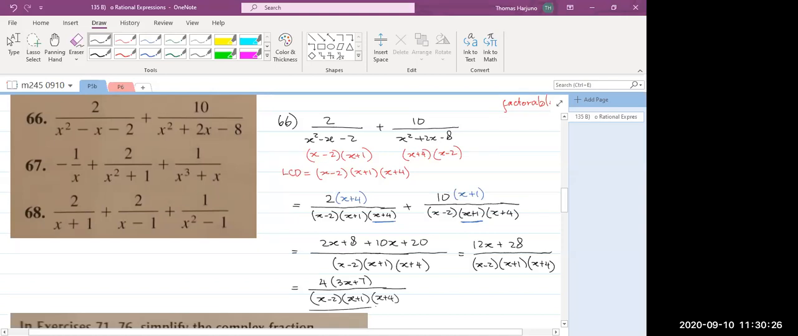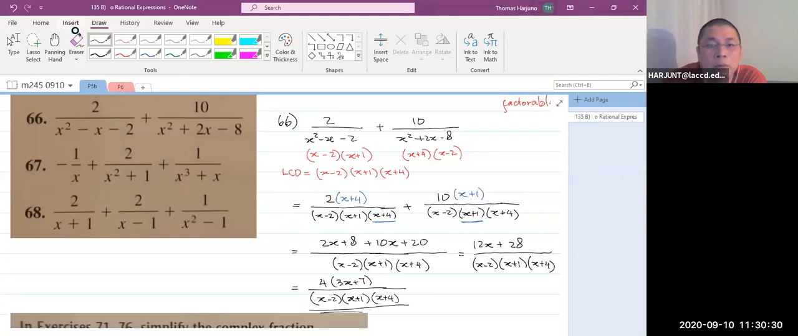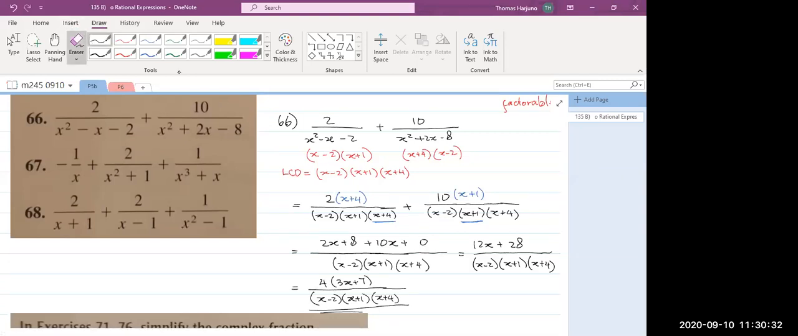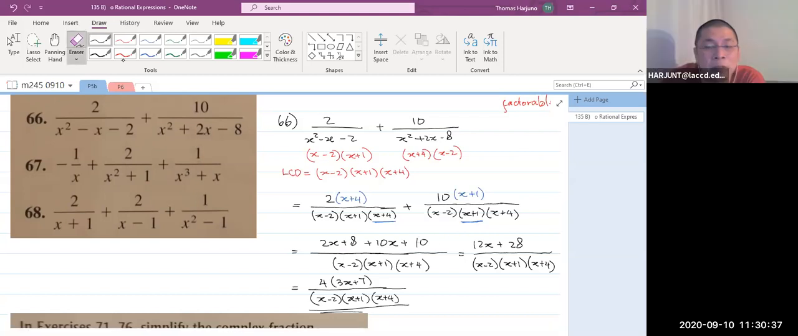I think it's supposed to be 10, not 20. Oh, you're right. Thank you. Should be 10. So that would be 18 instead. Who wrote that one?